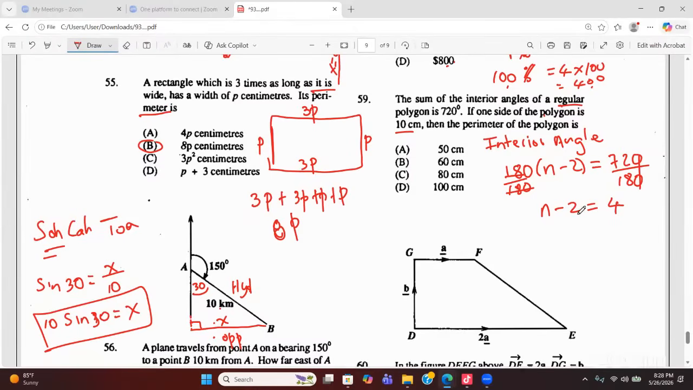Now, n, look, you're going to add, so you can see it's 6 sides. So n is 4 plus 2. n is equal to 6. It's a 6-sided figure. This is a hexagon.